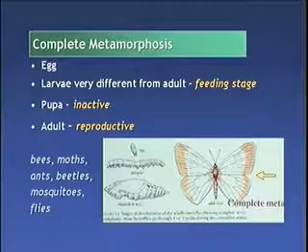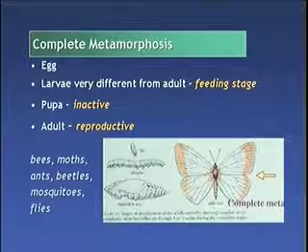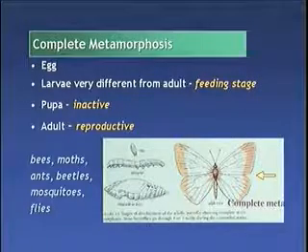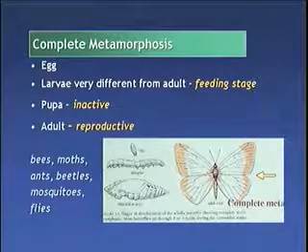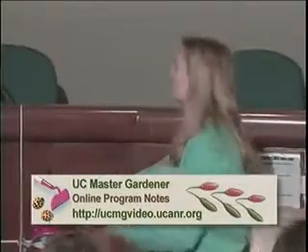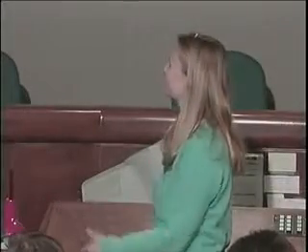Very different feeding between the different stages. Examples of insects that do have complete metamorphosis are bees, moths, ants, beetles, mosquitoes, and flies. These tend to be the more advanced of the insects. The more primitive they are, the more simple the metamorphosis is. Does that make sense to everybody? Following? This is just like a lot of old-time stuff from your biology classes, right?